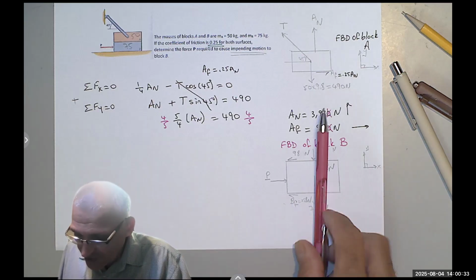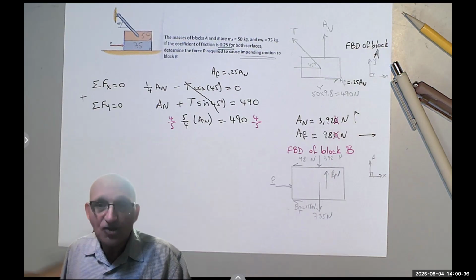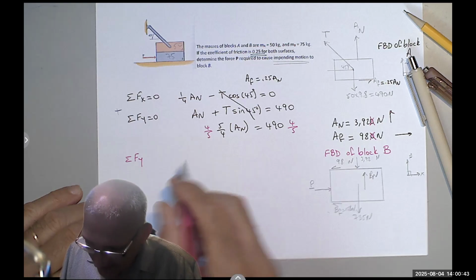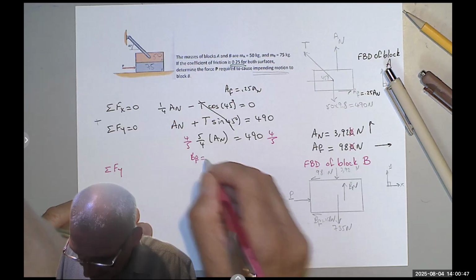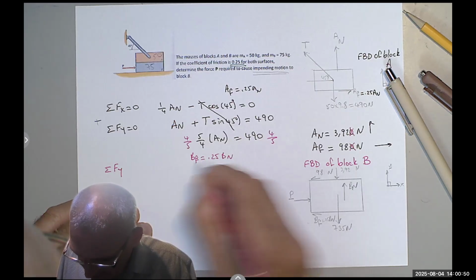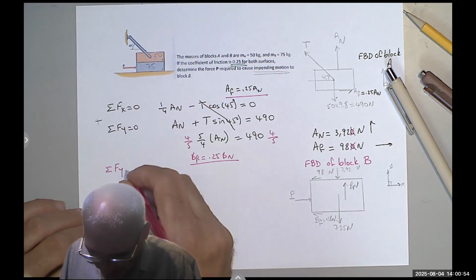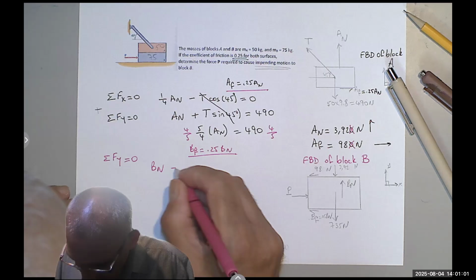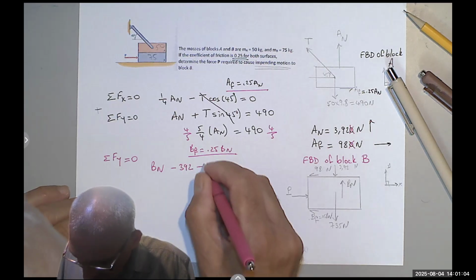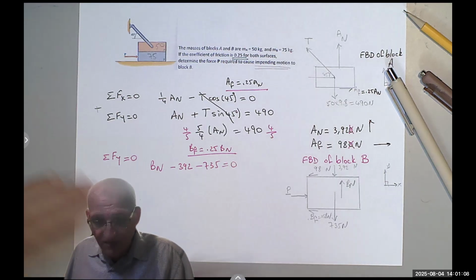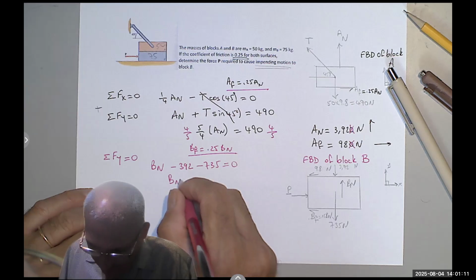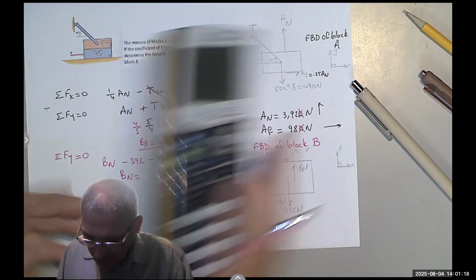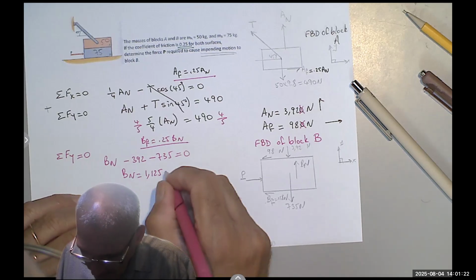If I start with the sum of the forces in the y, notice P is horizontal, I can solve for B sub n right away. So I say B sub f equals 0.25 B sub n. This is the first equation, like I used it here. And then the second equation is the sum of the forces in the y equals 0. I have B sub n going up minus 392 going down minus 735 going down equals 0. Nothing else is vertical. So B sub n equals plus 1127 Newton going up.